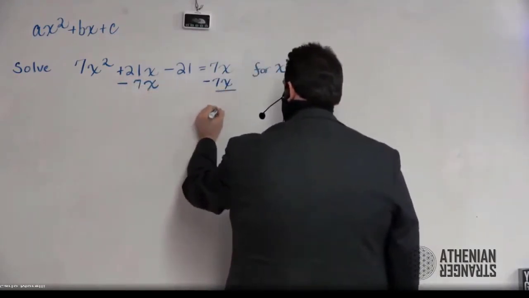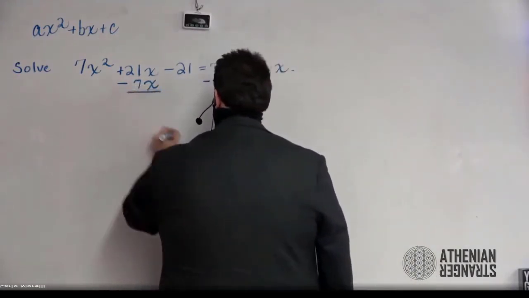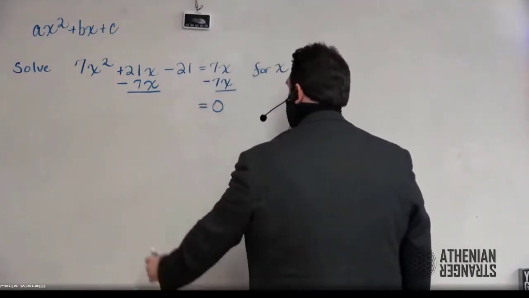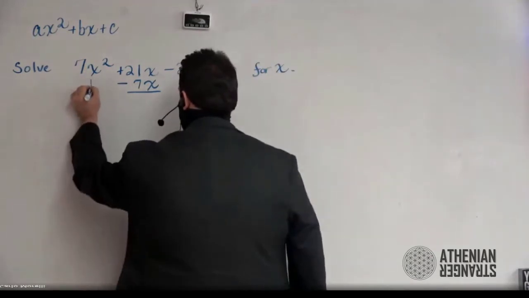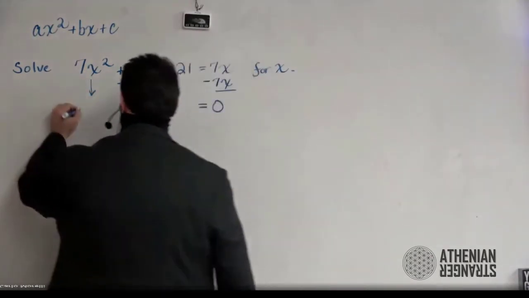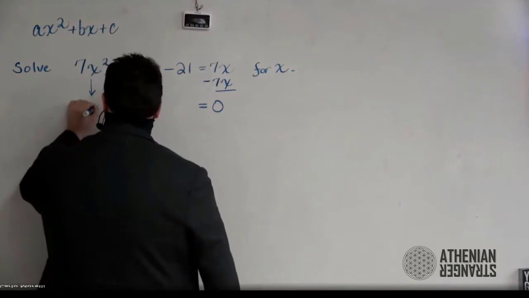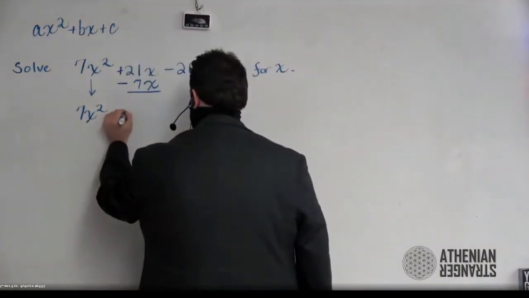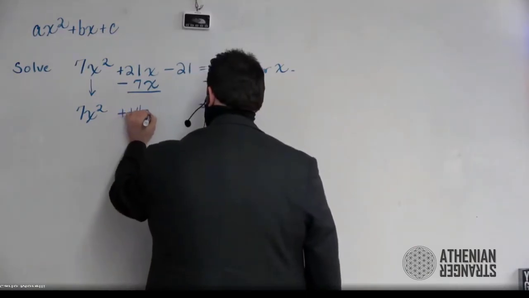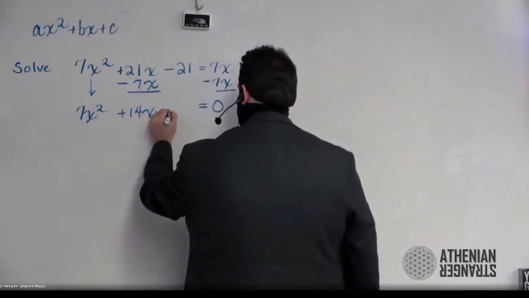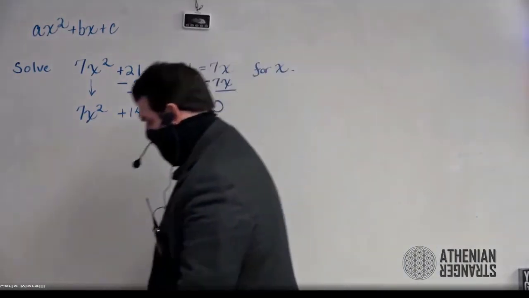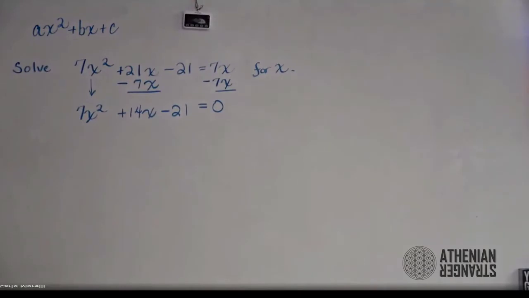Okay, line. This is 0. Now this 7x squared just comes down. We didn't touch that. 7x squared. 21x minus 7x, well, that's plus 14x, and then minus 21 equals 0. Okay? Now we attempt to factor out a greatest common factor.